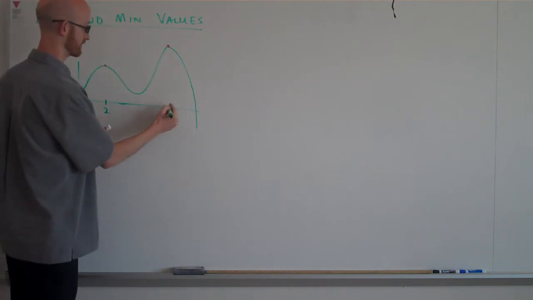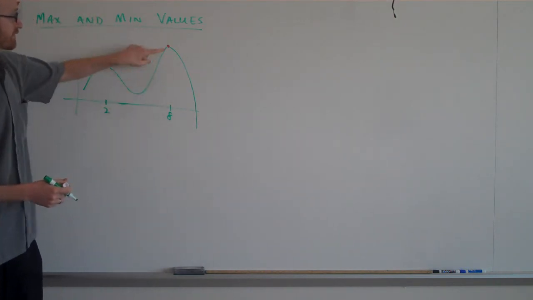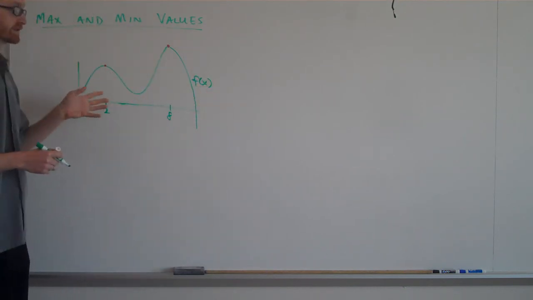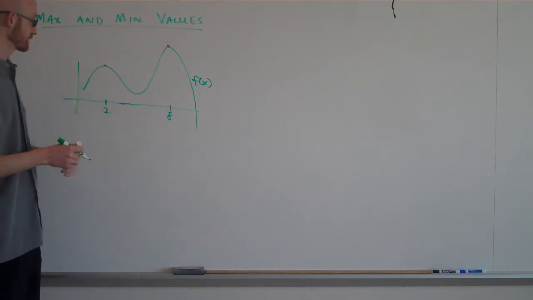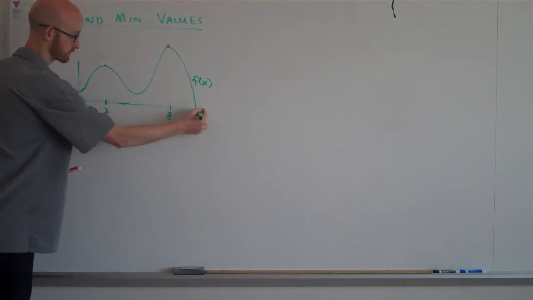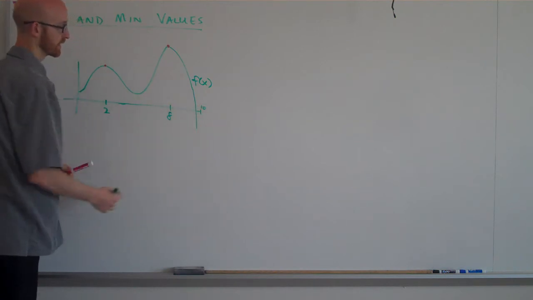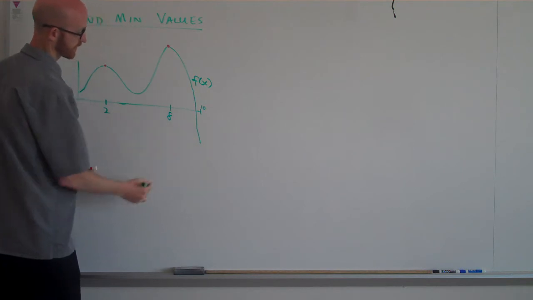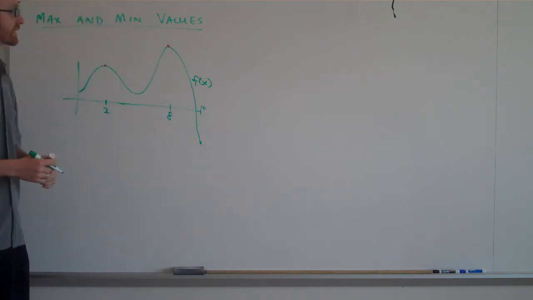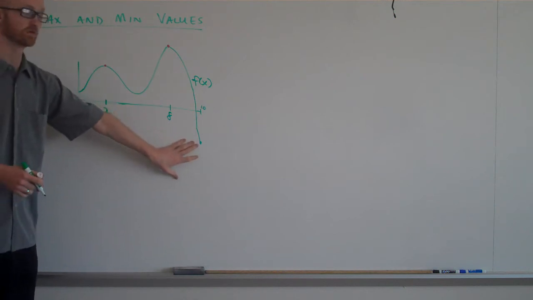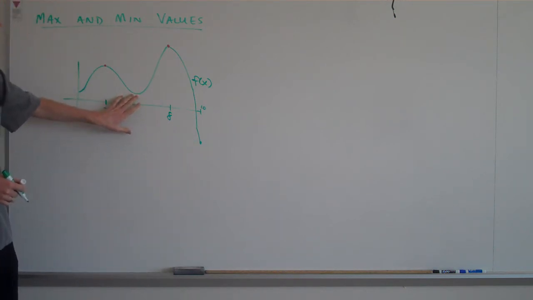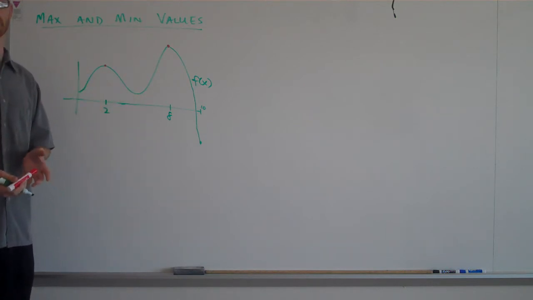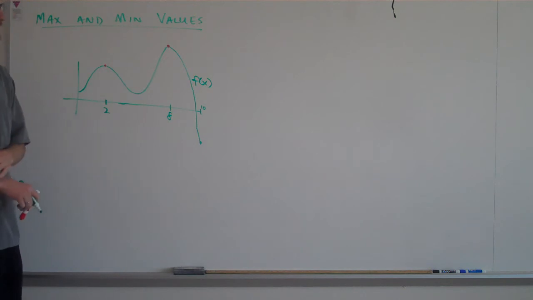However, of course, if this is 8, f of 8, if we call this thing f of x, f of 8 is clearly the maximum value on the entire interval from 0 to 10. And then it looks like f of 10 would be the minimum value. Notice that that would be the absolute minimum value, and here would be a local minimum value. So we're going to distinguish between the two, and we'll have methods of finding both of them.